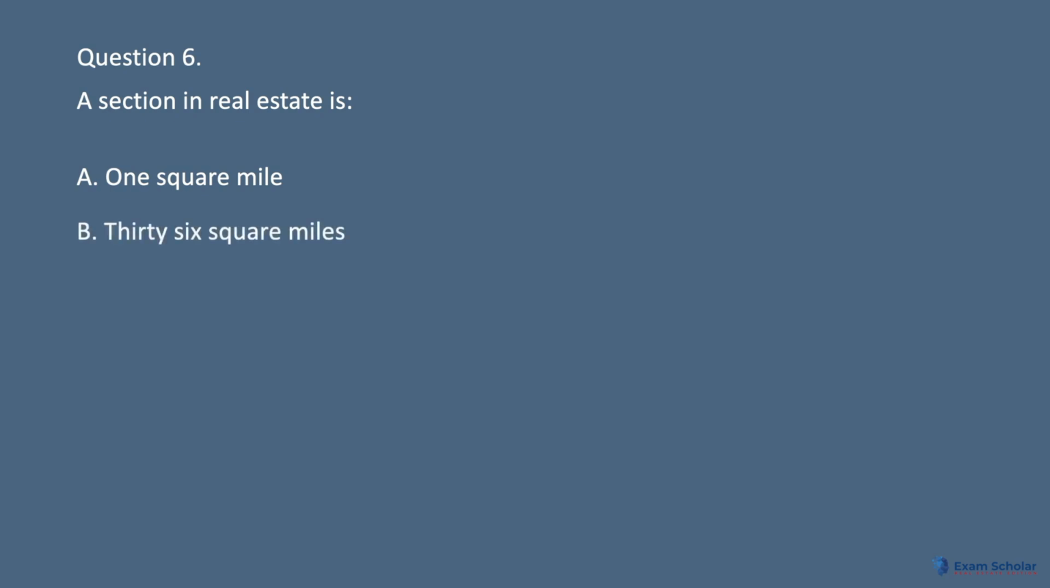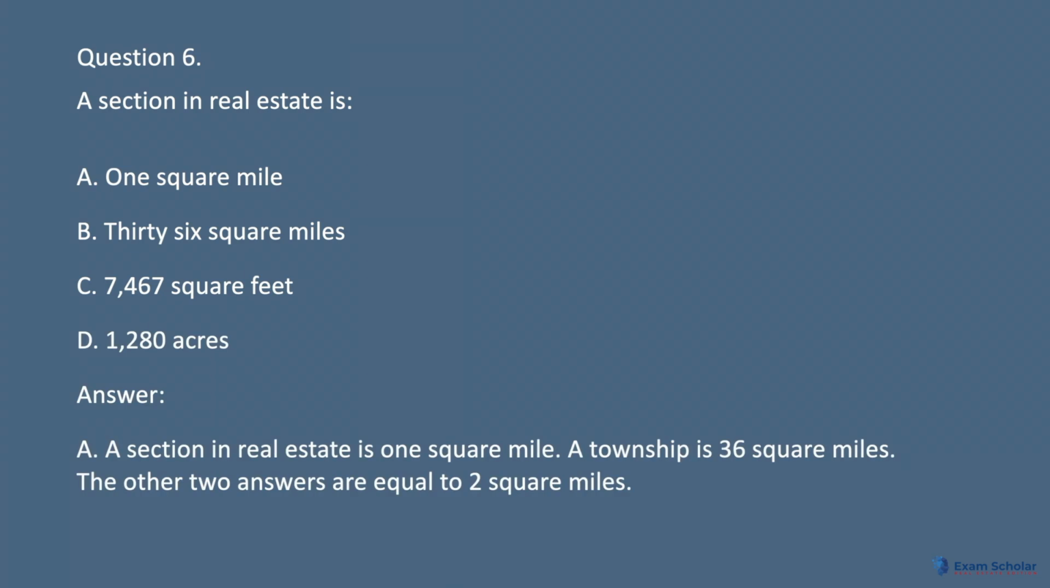Question 6. A section in real estate is A. 1 square mile. B. 36 square miles. C. 7,467 square feet. D. 1,280 acres. Answer. A. A section in real estate is 1 square mile. A township is 36 square miles. The other two answers are equal to 2 square miles.